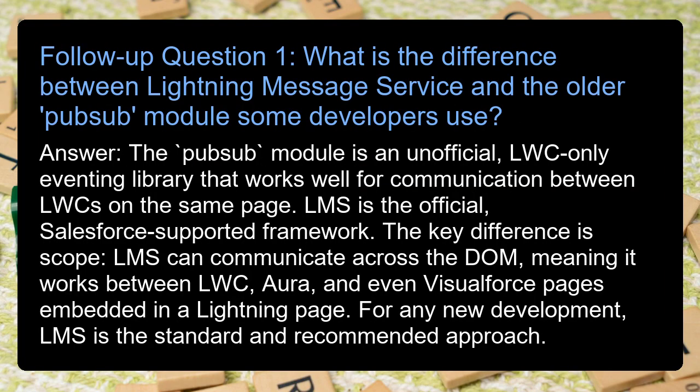Follow-up questions, from junior to senior. Follow-up question 1. What is the difference between Lightning Message Service and the older PubSub module some developers use? Answer. The PubSub module is an unofficial, LWC-only eventing library that works well for communication between LWCs on the same page. LMS is the official, Salesforce-supported framework. The key difference is scope. LMS can communicate across the DOM, meaning it works between LWC, Aura, and even Visualforce pages embedded in a Lightning page. For any new development, LMS is the standard and recommended approach.